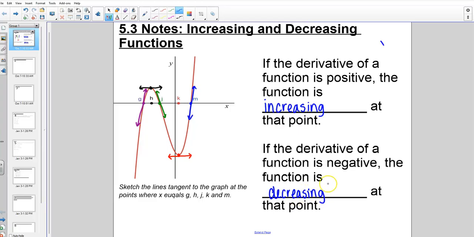Now, we did this in pre-calc. We just didn't call it the derivative, right? Whenever we talked about increasing or decreasing, we talked about the rate of change being positive or negative. We made a little chart about the rate of change and all that. All we really have to do is change the words rate of change to derivative, and it still holds, right? Because that derivative right there is your rate of change.